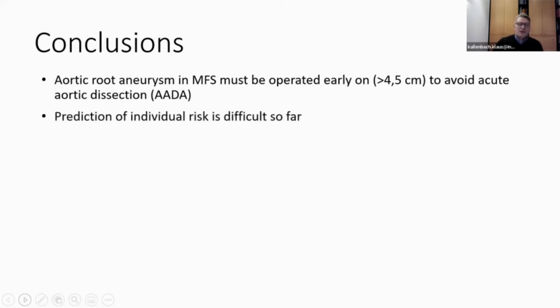The prediction of individual risk is difficult so far. We do not have hard data. Geneticists are working on a genotype connection, but so far we cannot give clear recommendations. This would be very beneficial, so we could say your individual risk of developing an aortic dissection is lower or higher. Next one. Most Marfan centers prefer the David operation in Marfan patients, and I think this is correct.